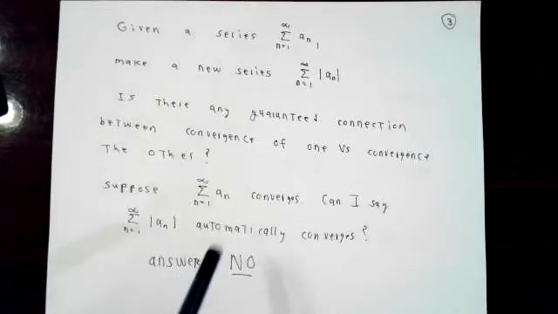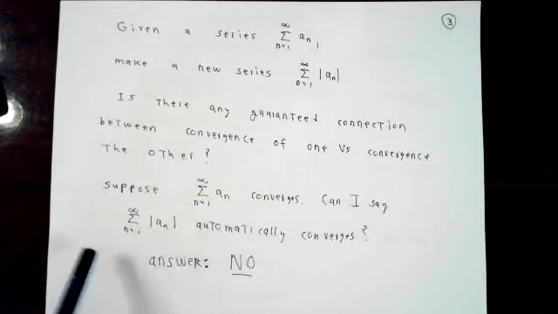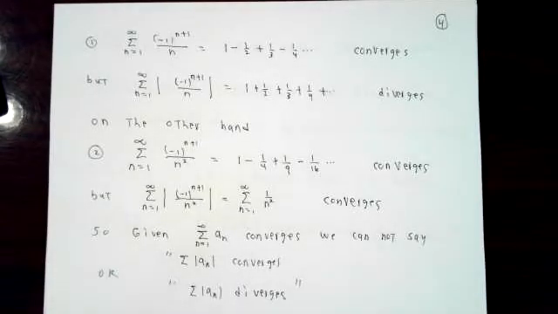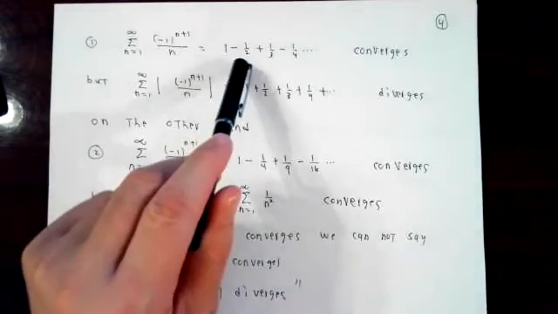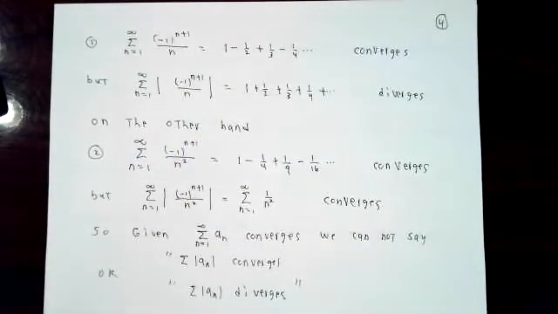Suppose, for instance, that I know somehow that the original series, the sum of the a sub n's, converges. Can I say without any doubt that the sum of the absolute value of a sub n converges? And the answer to that question is no. For example, think about the alternating series version of the harmonic series, which is 1 minus 1/2 plus 1/3 minus 1/4. This is an alternating series that we have looked at previously.